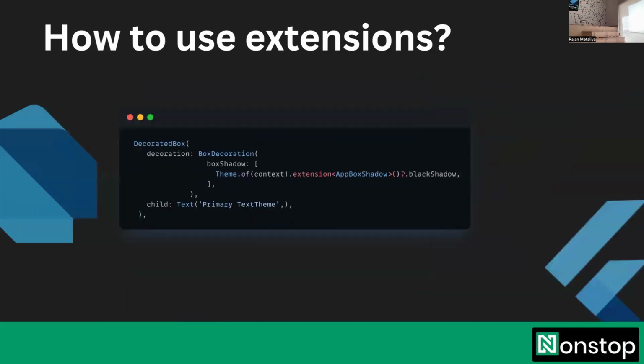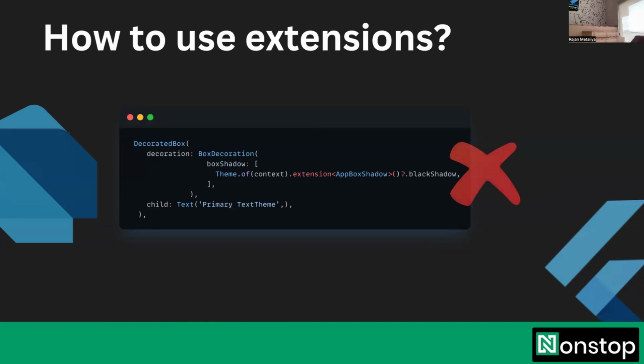So how are you going to do this? Let's say in this example, I took a decorated box. Inside the decorated box, I have Theme.of(context).extension with the type. Can anyone tell me what is the problem with this? It is not ready and it's not easy to use.